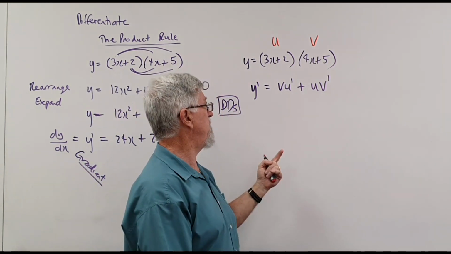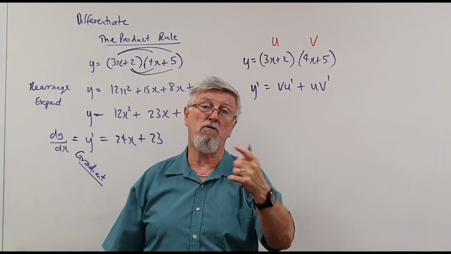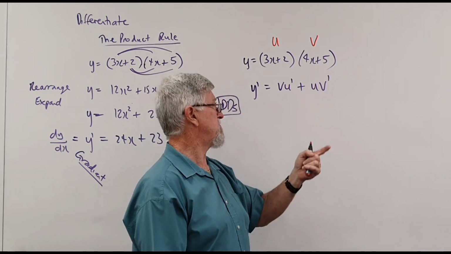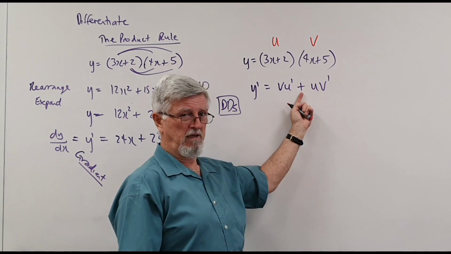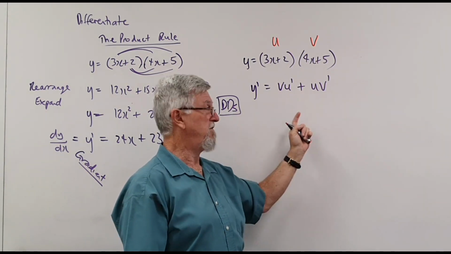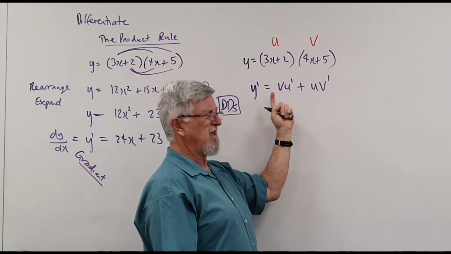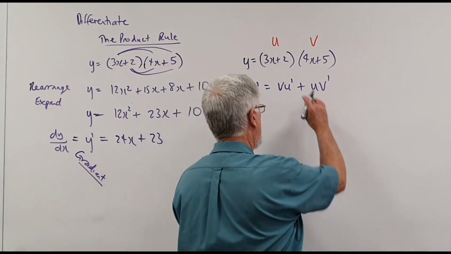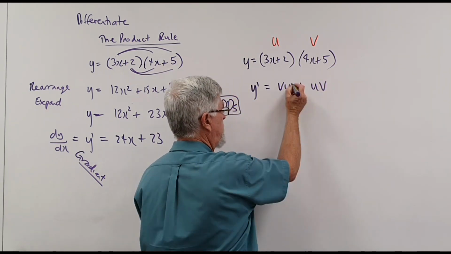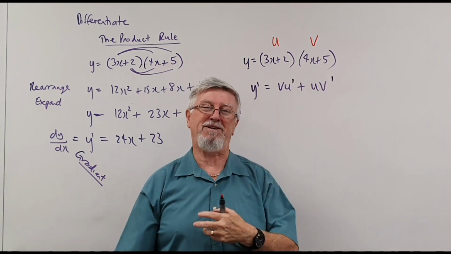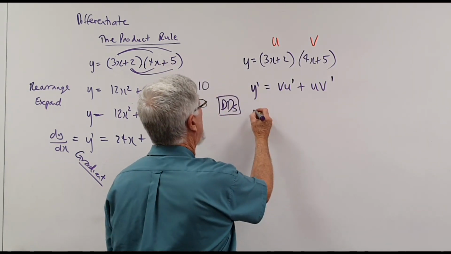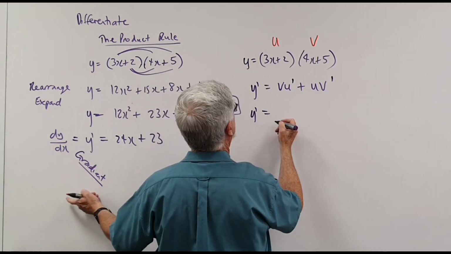The reason I call it vu' plus uv' is later on we're going to do next the quotient rule, and the quotient rule has a subtraction there, plus divided by v squared. So I keep it so they're both the same. You don't have to think. So a lot of people just write vu' and then put a dash on. Once you get used to it, you can do it without even using the formula. Here we go. Hopefully we get the same as that.